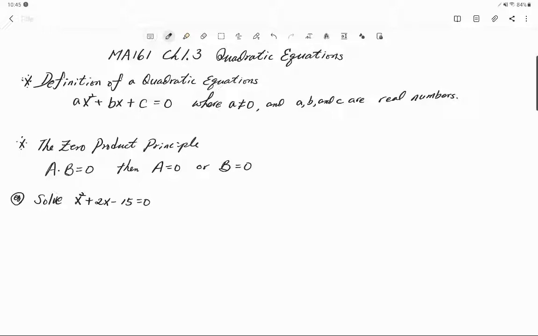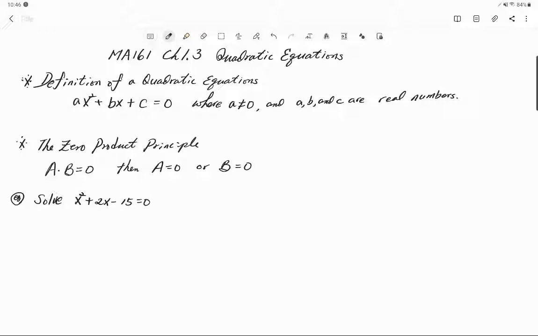So it looks like this. When you put all the terms, the x squared term, x term, and constant term, to the left, the other side will always be 0. So we can have a quadratic equation in this standard form: ax squared plus bx plus c equals 0.